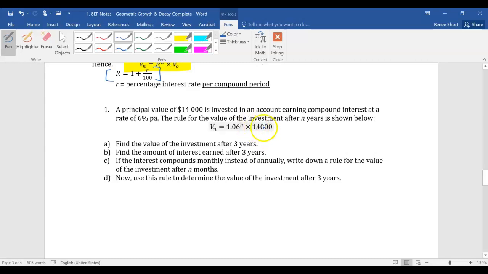It's put 14,000, that was our V0, so that's sitting over here for us, and it was 6% per annum. So we've got here 1.06 to the power of n, because remember 6% per annum means 6 over 100, and we're adding that to 1, so that's like saying 1 plus 0.06, which is why we get 1.06. Now find the value of the investment after 3 years, means I want to find V3. So I want to find 1.06 to the power of 3 times $14,000.